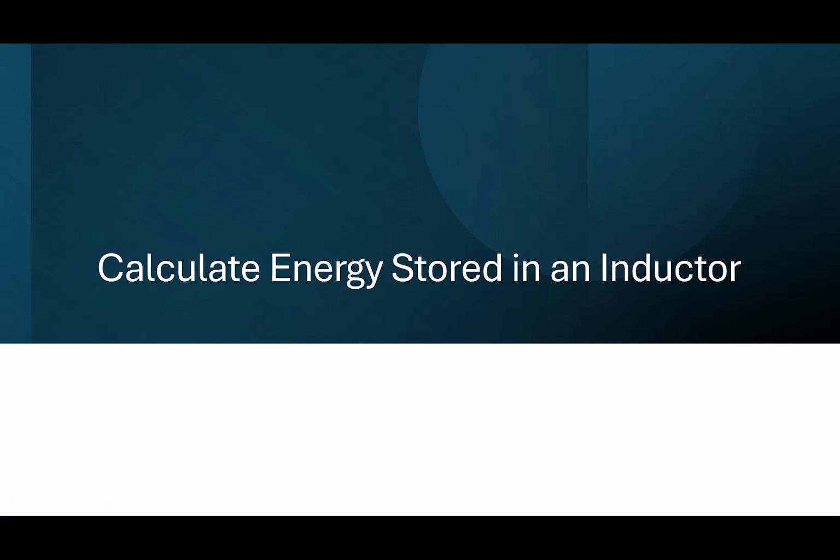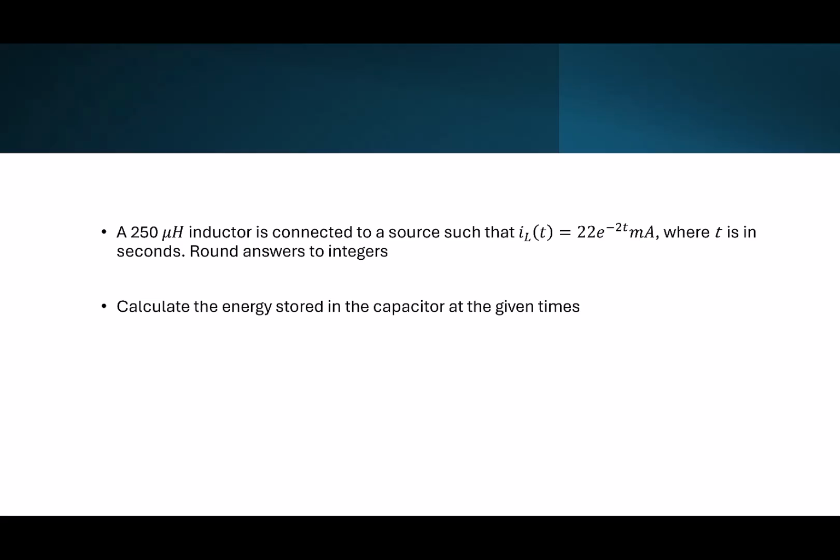Hi everybody, today we're going to calculate the energy stored in an inductor. Our problem says a 250 microhenry inductor is connected to a source such that the current at time t is 22 e to the negative 2t milliamps where t is in seconds. We're going to round all of our answers to integers and we'll give the units in picojoules.